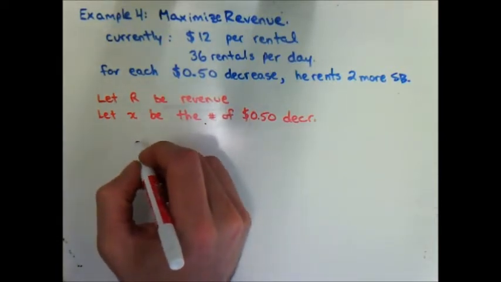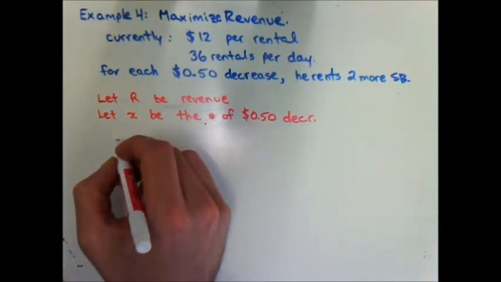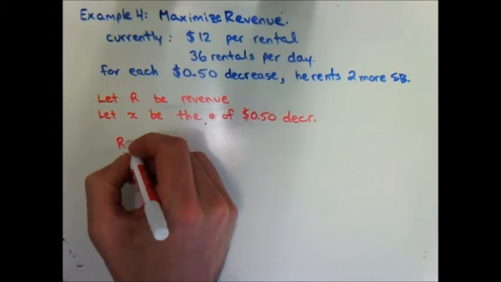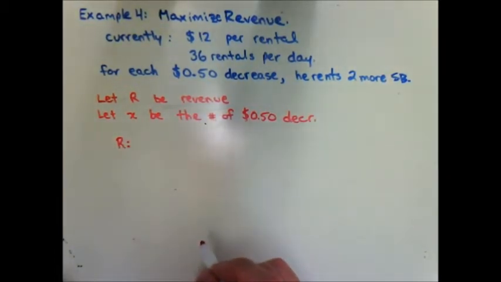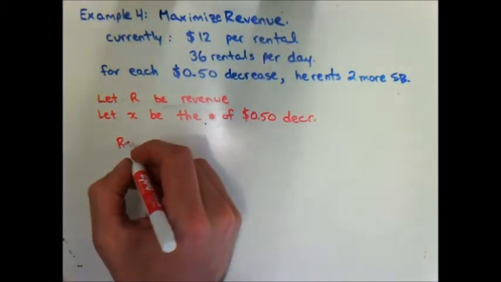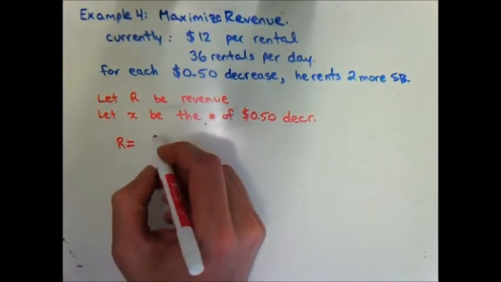Well, that gives us two factors for revenue. Revenue is just the price that something is sold at times the number of things sold, right? So it's the price of his rental times the number of rentals. So we want the new formula for revenue.